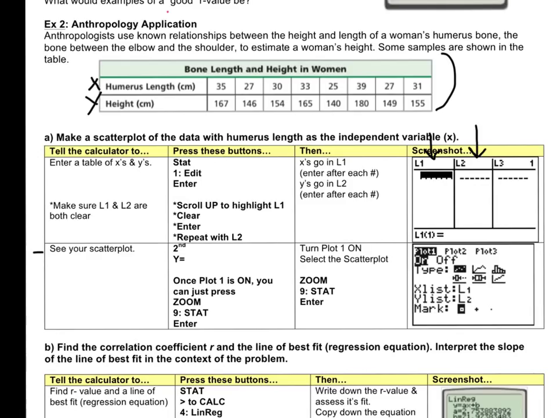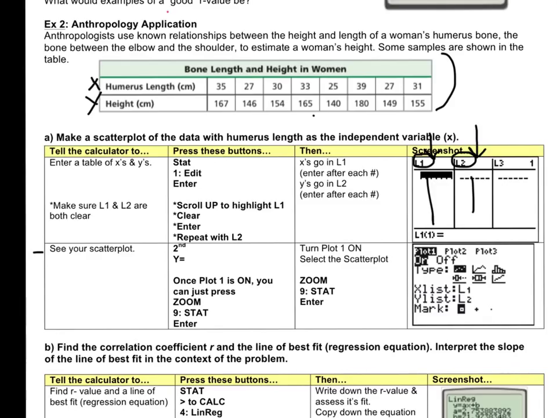Scroll up so you highlight the L1, press clear and enter, and then do the same thing with L2. So you can do that at the start of every problem when you want to clear out previous data. So once you have your lists filled in, all the x's in L1 and all the y's in L2, you want to see what your scatter plot looks like.